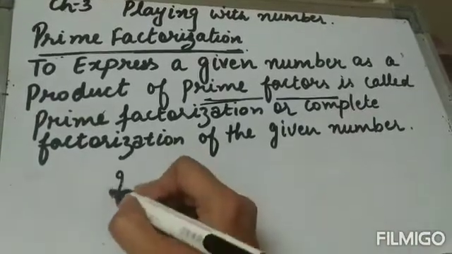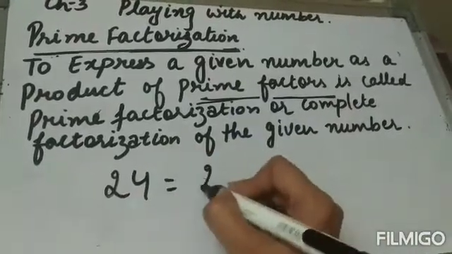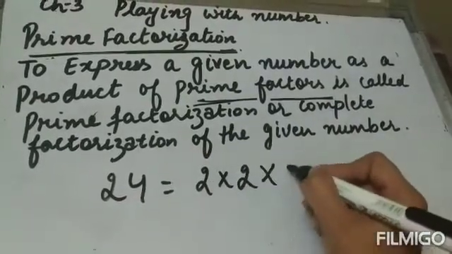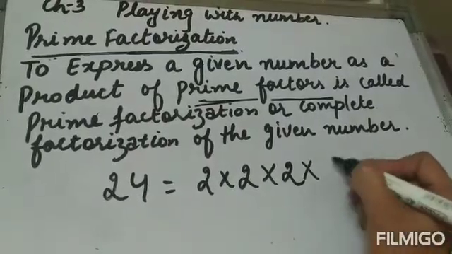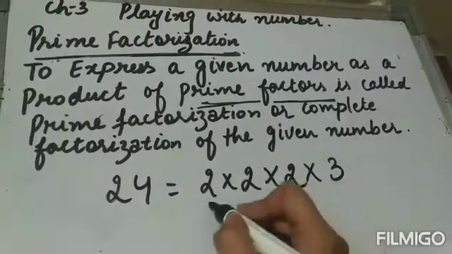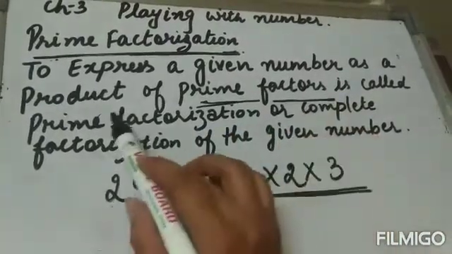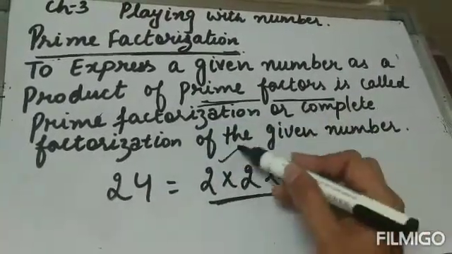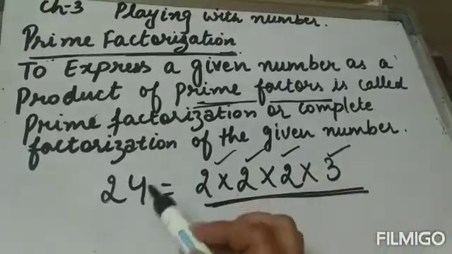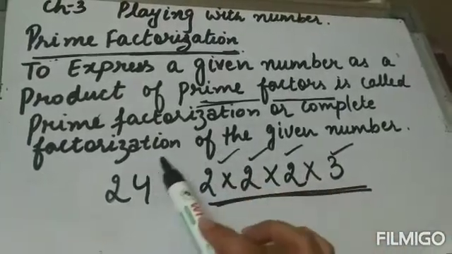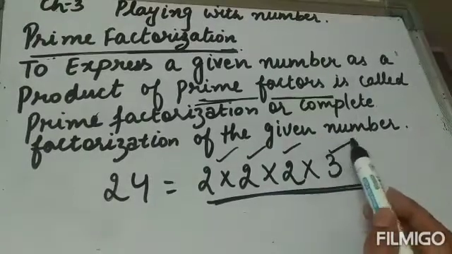I have explained this in the example of 24. I have written 2 twos are 4, 2 fours are 8, 8 threes are 24. So all these are prime numbers. To express a given number as a product of prime factors, all these are prime factors. This is called prime factorization or complete factorization of a given number.